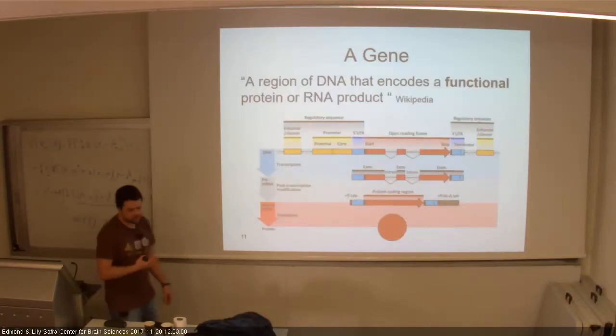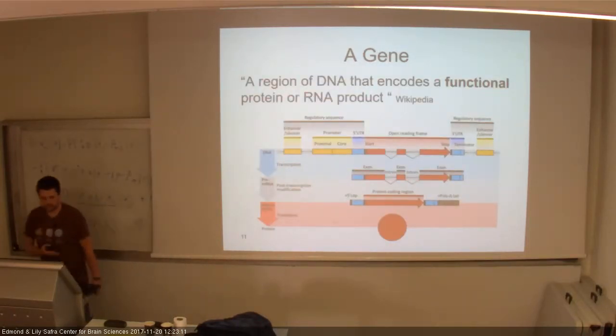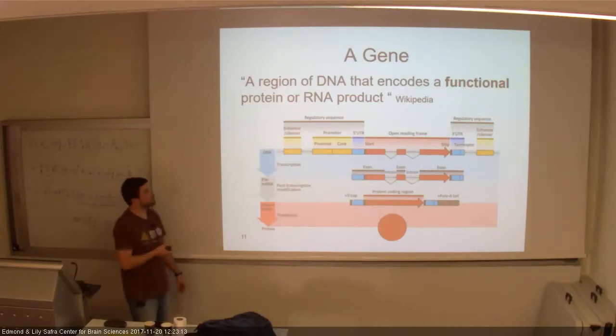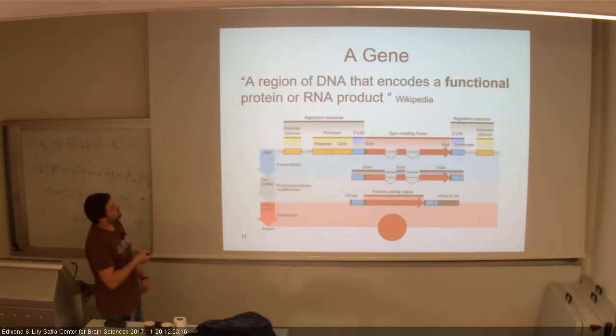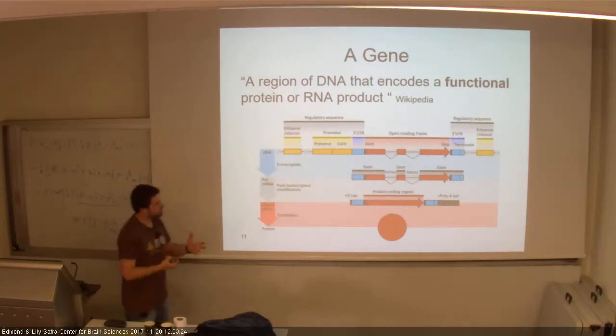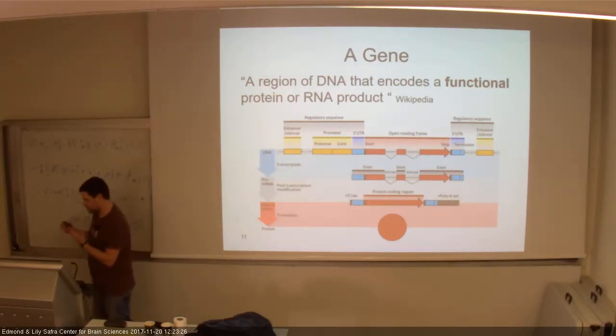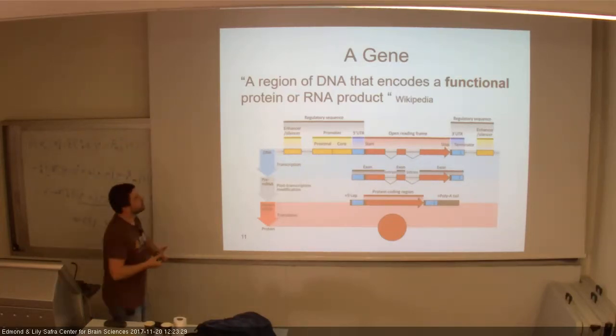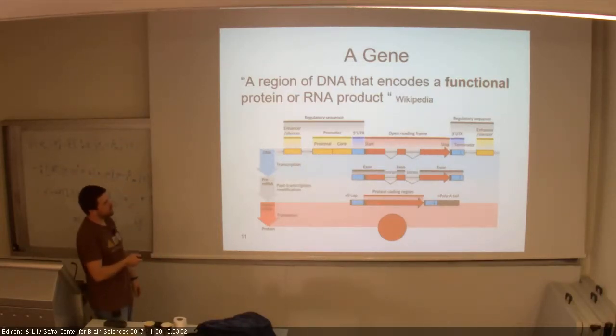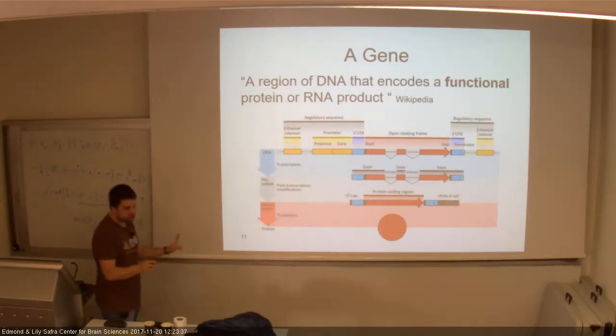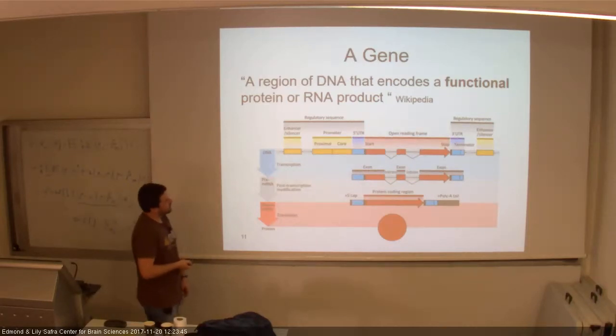So the basic structure of a gene, and this has changed in the last 10 or 20 years, was defined as a region of DNA that encodes a functional protein. In the last 15 years an RNA product was also added, because in the past people didn't think that RNA is very important, so a gene was defined as a DNA region that encodes a functional protein. That was it. But now we know that there are also genes that encode RNA products, the entire family of non-coding RNAs.